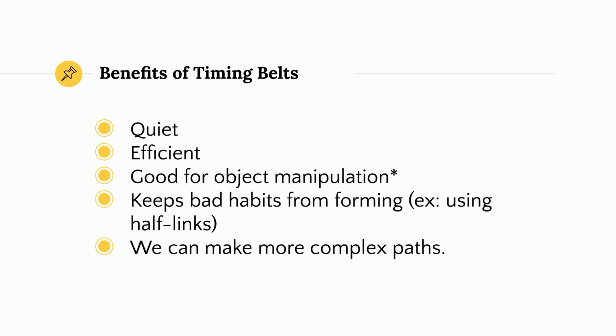Benefits of timing belts. They're quiet, they're efficient, they're good for object manipulation. I put a star there because there's another type of belt we sometimes use for object manipulation, but it's still a lot better than chain, which has a tendency of shredding things apart. It also keeps bad habits from forming. For example, using half lengths. Since you have a preset size, you can't really make the timing belt weaker by doing things to keep it tense. Instead, you have to use the more good ways of keeping things tense. We can also make more complex paths. We can loop belts around things in a way that chain does not work with.